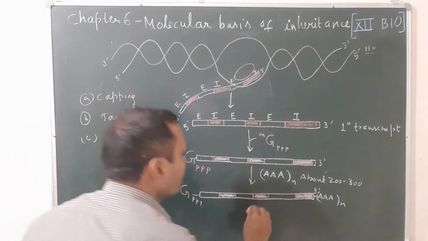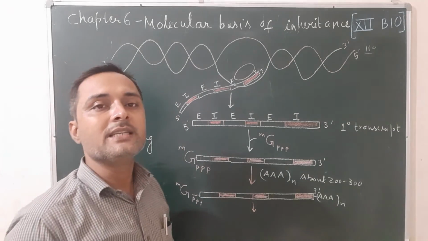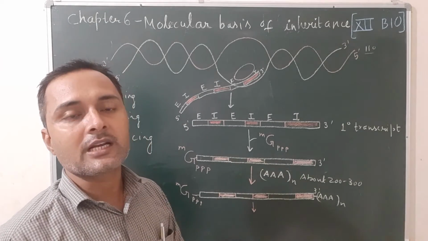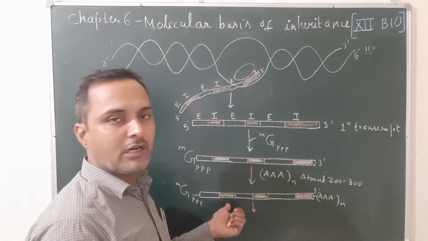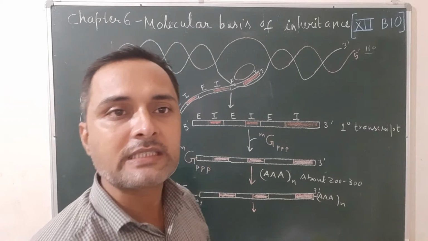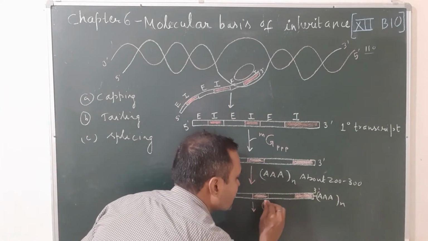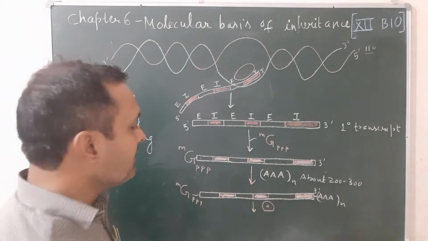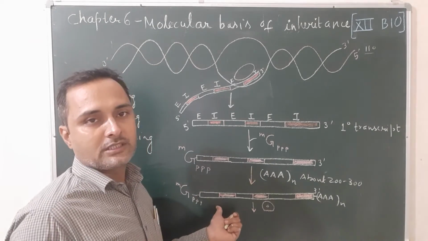In this step, the introns are removed with the help of a special protein known as SNRP. SNRP stands for small nuclear ribonucleoproteins, and these SNRPs bind to the intron region and splice out the introns, and in the matured mRNA only exons are present. Let us see this SNRP, shown by this round shape structure. This is the SNRP, a special protein that binds to the intron region and removes the introns.